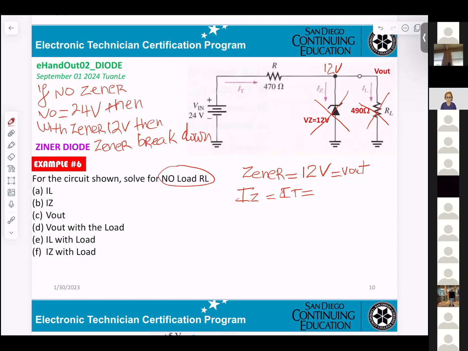Perfect. I total will be 24 minus 12 divided by 470. That's how we calculate the current. Okay.